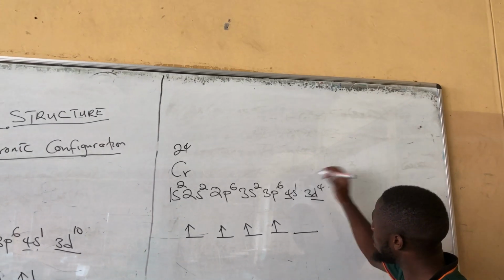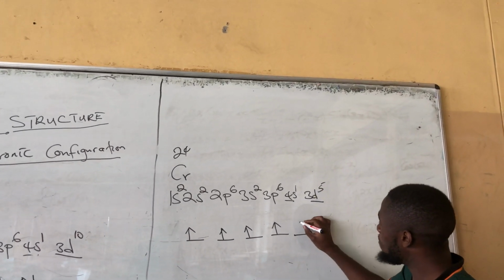When you borrow one here, it means 4s has 1, and then you have 5 in the d sublevel.